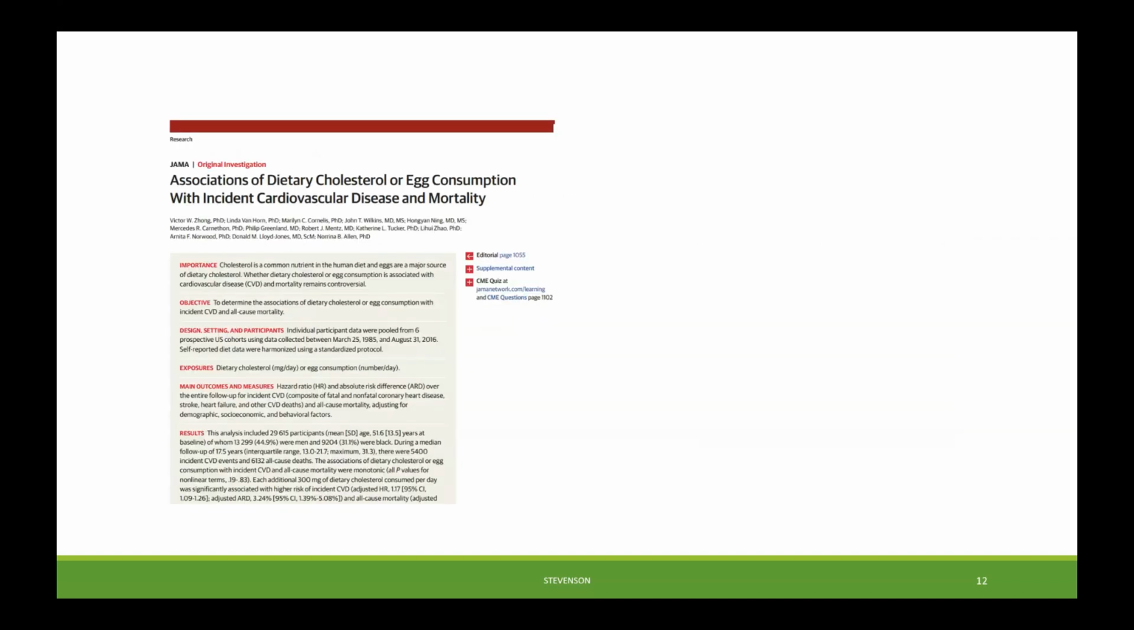So to that point, let's flex those critical thinking skills in our first checkpoint of the lecture. What you see here is a screen clipping of a study entitled Associations of Dietary Cholesterol or Egg Consumption with Incident Cardiovascular Disease and Mortality. This was an observational study of 29,615 participants. 45% of them were men and 55% were women.